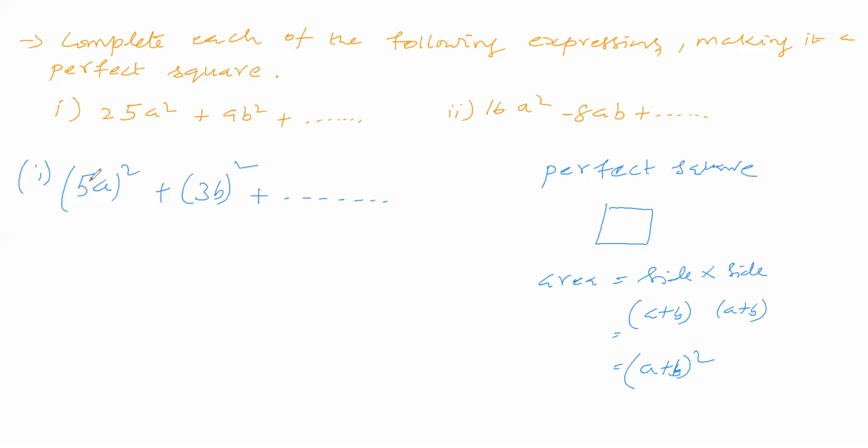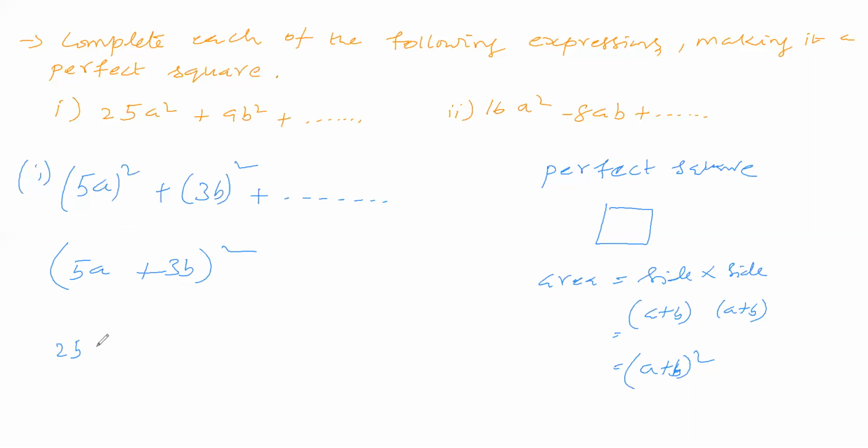So it is a square if you take, and it is b square if you take. Here in the place of a, what is there? 5a. In the place of b, what is there? 3b. Then here we have to write 2 into these two. So we will make it a perfect square: in the place of a, 5a, in the place of b, 3b, and square.